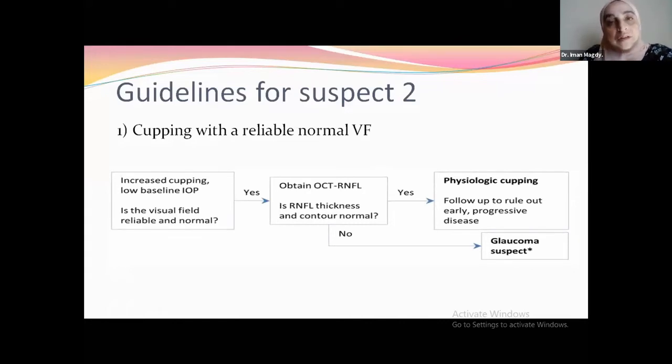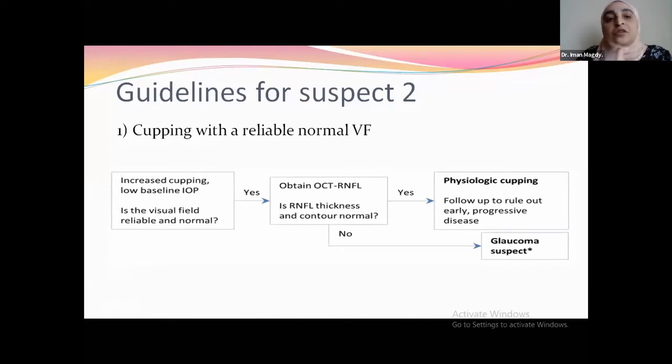There are a bit of differences. Why? Because in suspect number two, there may be some confounding factors in people with cupping without increase in intraocular pressure. That suspect two is a suspect with a low or normal baseline intraocular pressure. So we find cupping. What about this cupping?